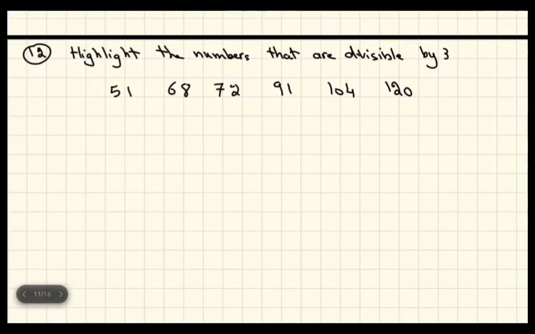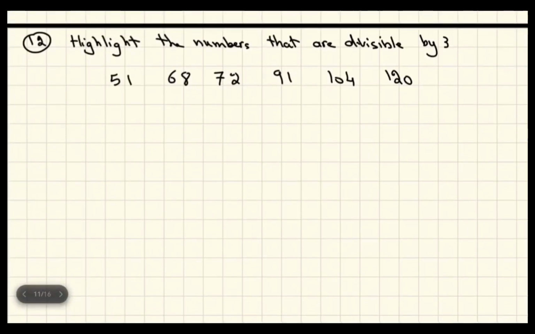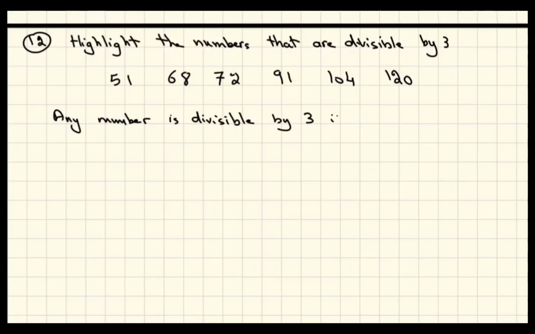Now, this is very important. Highlight the numbers that are divisible by 3. So any number is divisible by 3 if the sum of its digits is divisible by 3.